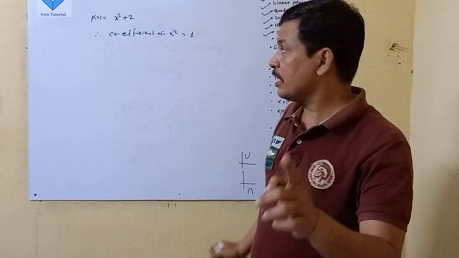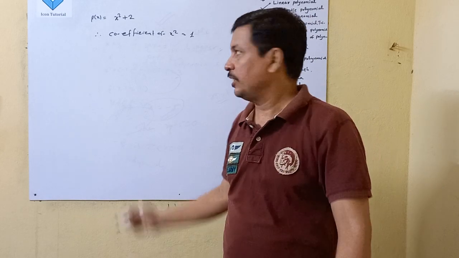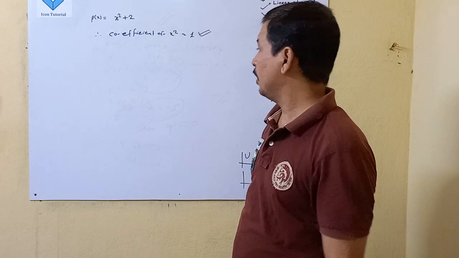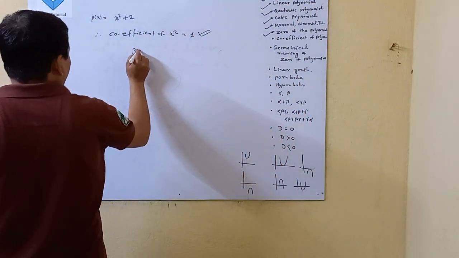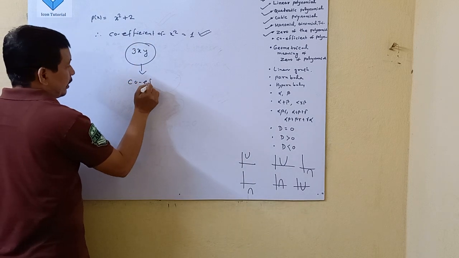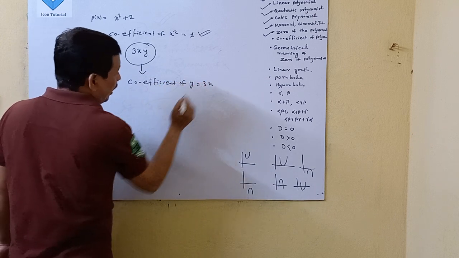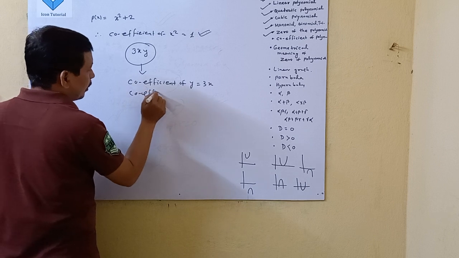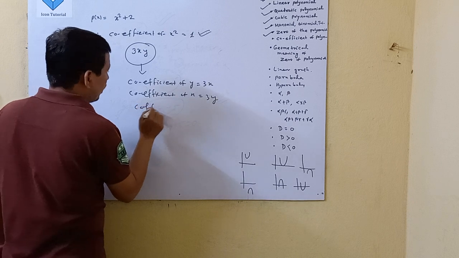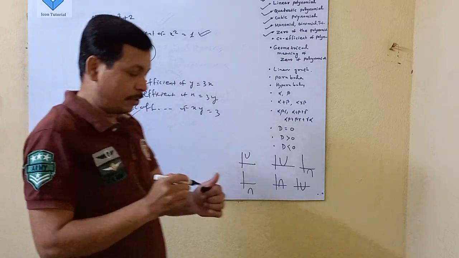Coefficient of x square is 1 means what numerical value is multiplied with x square. That is the numerical coefficient. Actually, this is the numerical coefficient of x square. Suppose I write here, look at it, 3xy. So for 3xy, the coefficient of y is equal to 3x. Coefficient of x is equal to 3y. Then coefficient of xy is equal to 3. So here the coefficient of xy is equal to 3.